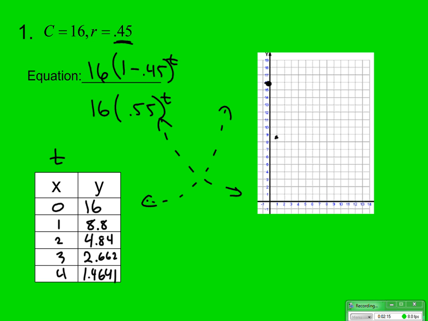So at 0, I'm at 16. At 1, I'm at 8.8. At 2, I'm at 4.84. At 3, I'm at 2.662. At 4, I'm at 1.4641. So this is going to come down and bottom out, never actually touch 0, but get really, really close.